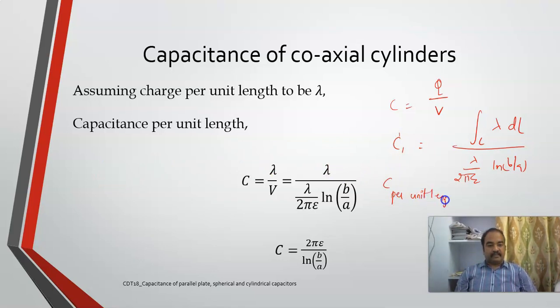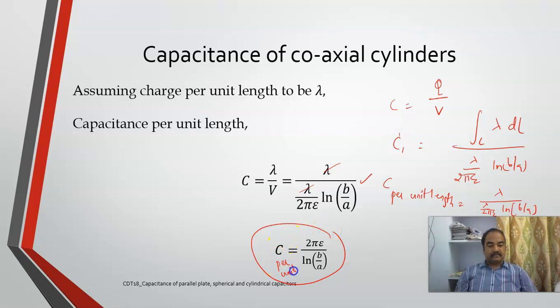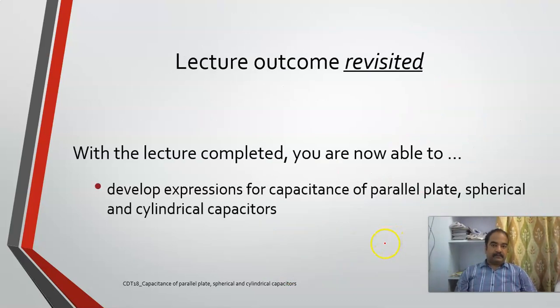If it is per unit length, then this will become lambda into 1, so I'll take only lambda. Lambda by 2 pi epsilon naught ln b by a. This is it. So lambda will get cancelled. What will I get? 2 pi epsilon by ln b by a. This is the capacitance per unit length of a coaxial cylinder. Right.